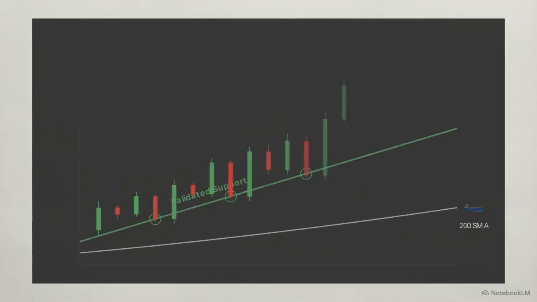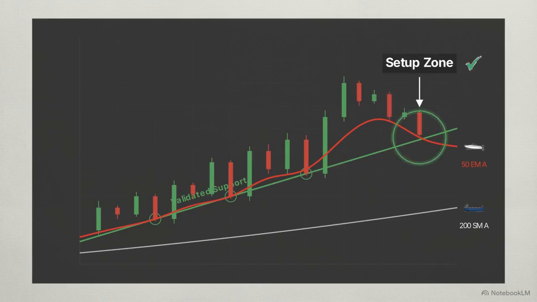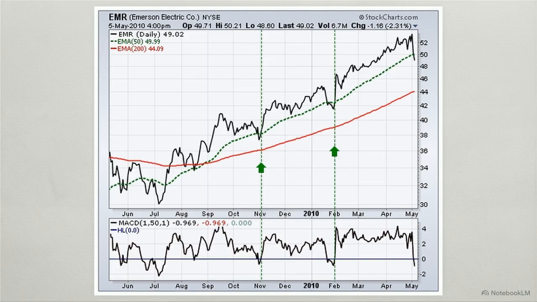Now we wait for the trade setup. We look for the stock's price to pull back toward the moving averages, while still remaining above that validated trend line. This chart of Emerson Electric illustrates the trigger.